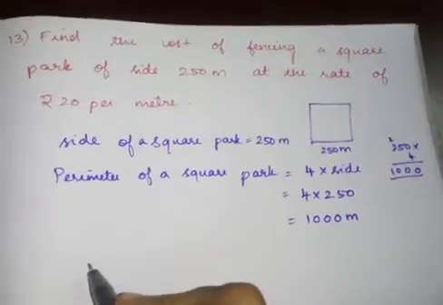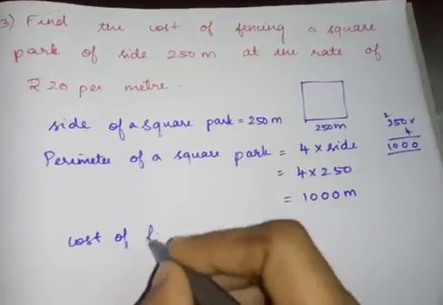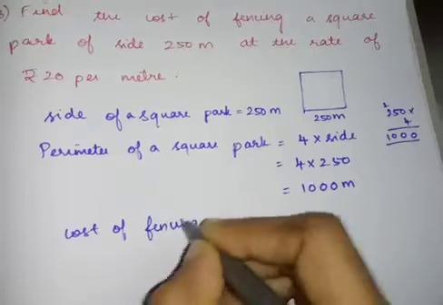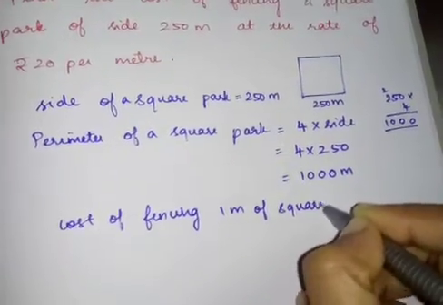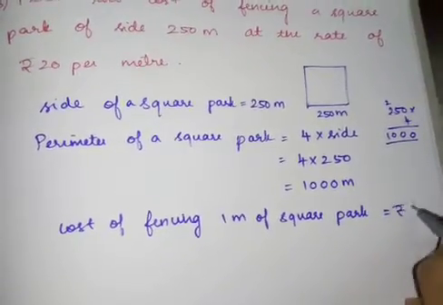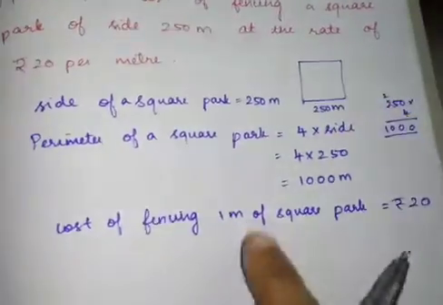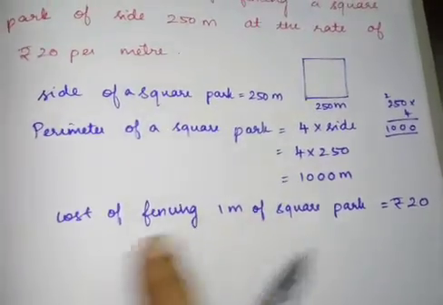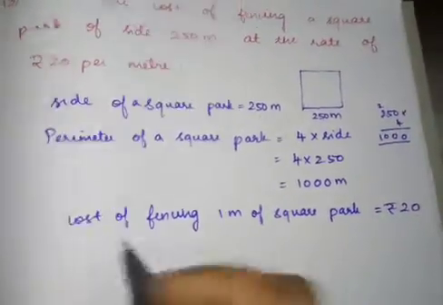So now, the cost of fencing 1 meter of square park is how much? The cost of fencing 1 meter of square park is rupees 20, because it is rupees 20 per meter. Per meter means 1 meter. That is the meaning. Okay. The cost of fencing 1 meter of square park is rupees 20.